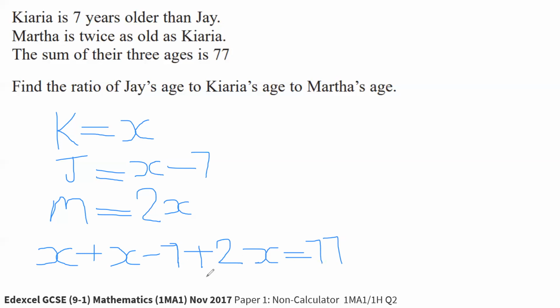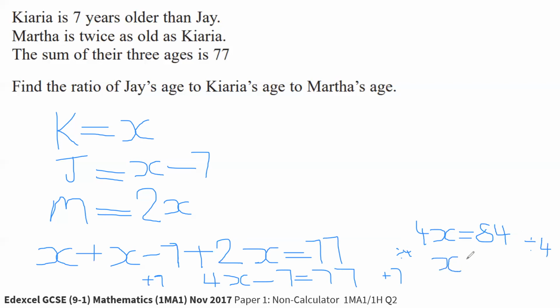So if we do that, we're going to end up with 4x. If we combine all of these terms together, we've got x plus x plus 2x, so 4x minus 7 equals 77. And so then if we add 7 to both sides, we're going to get 4x equals 84. And then if we divide both sides by 4, we'll end up with x equals 21.